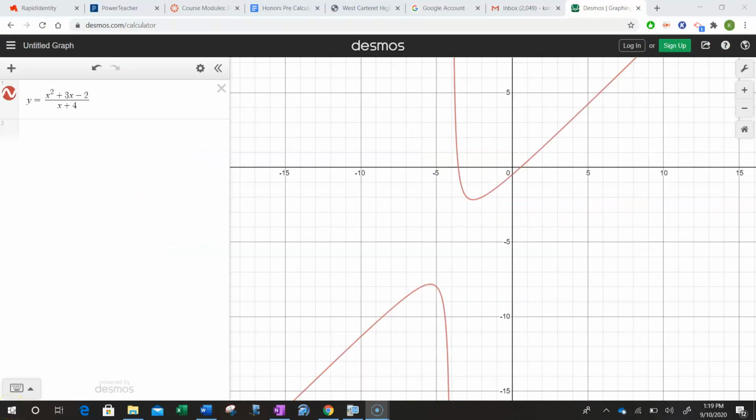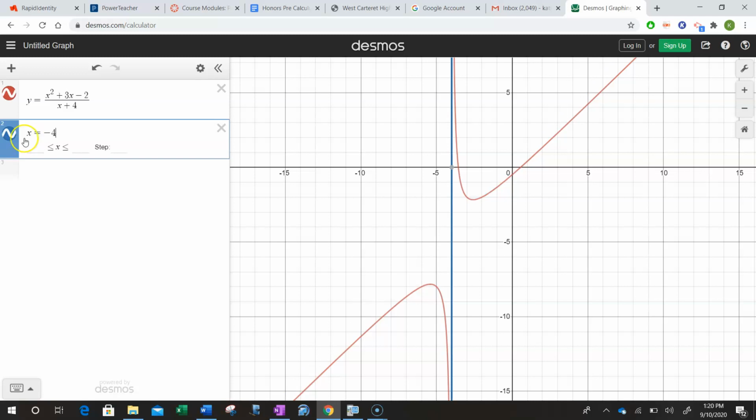So the last part of my video, I just wanted to show you what this looks like. I just put the original function in here. This function, the numerator is not factorable, so nothing reduced. I know that I have a vertical asymptote at x equals negative 4. So watch, I'm going to type that on here so that you can see that vertical asymptote. And I'm going to make it dash, maybe. There we go, right there.